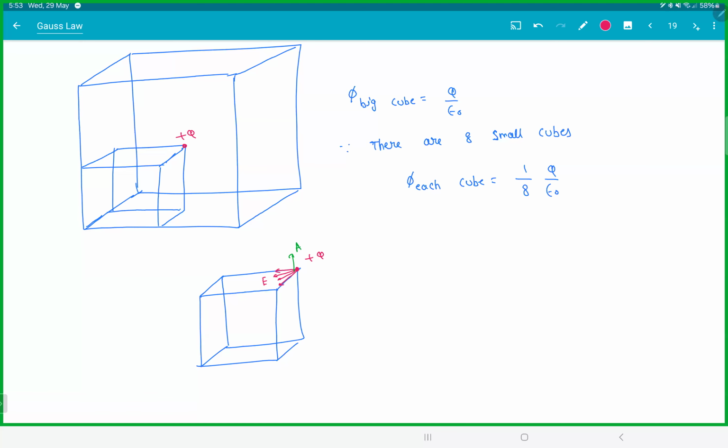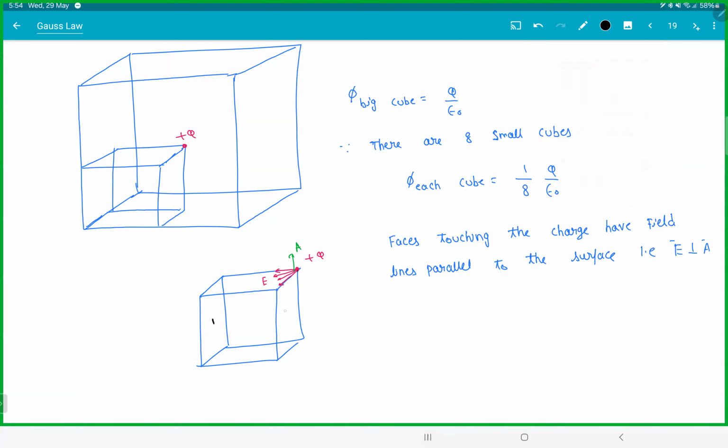You're supposed to take the field on the plate dotted with the area vector to get the flux. But any face that touches the charge has field lines parallel to the surface. That is, E is perpendicular to area. If you look at these field lines here, they will be like this. Are you getting it? Whichever side you're touching, the field lines will be parallel to that surface.